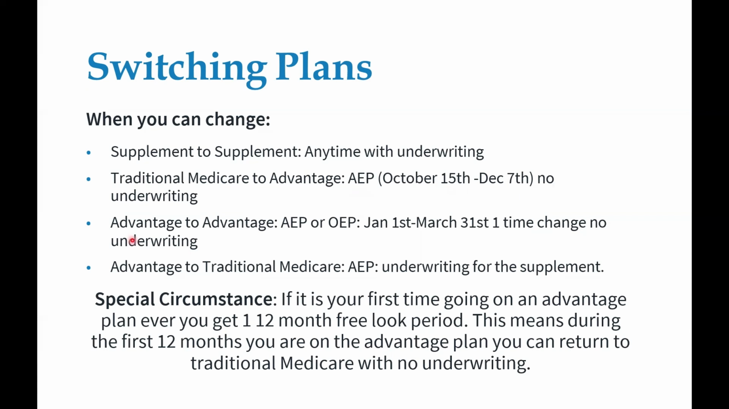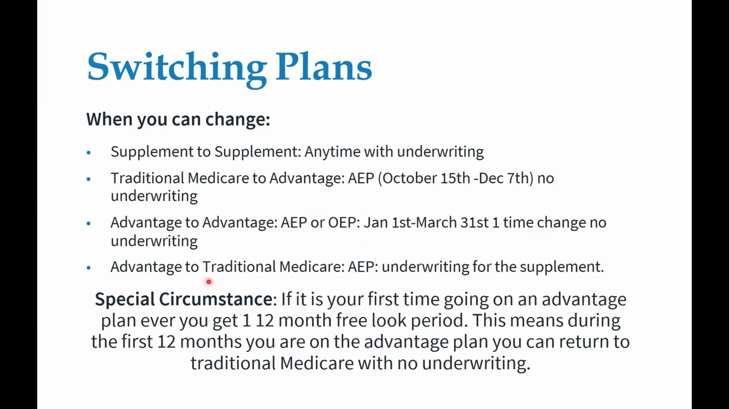If you're already on an Advantage plan and you're going to a different Advantage plan, you actually have two opportunities to do that. You can do that during annual enrollment period or during open enrollment period. Open enrollment period goes from January 1st through March 31st, and you can make a one-time plan change for Advantage plan members during that time. So if you stayed on your plan from last year during annual enrollment period, or you switched plans and then the beginning of the year rolls around and you're saying, oh, I don't really like how this plan is working, you do have the opportunity to make a one-time change during the first quarter.